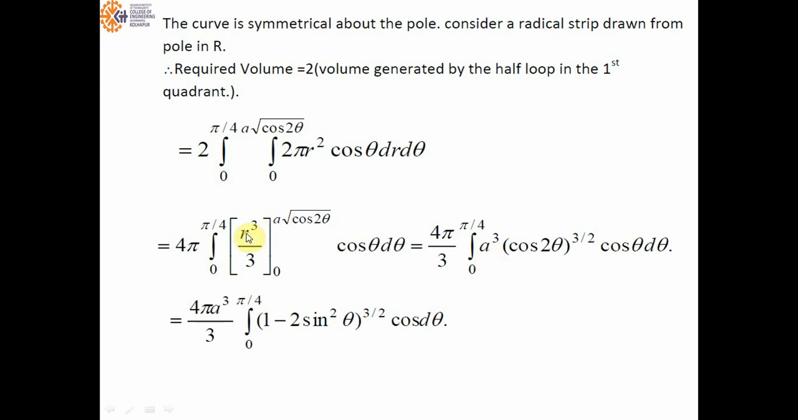First you put r is equal to the upper limit. So we get a cube into cos 2 theta raised to 3 by 2. For the lower limit, this total function becomes 0, d theta. So it is equal to 4 pi a cube upon 3, and put cos 2 theta is equal to 1 minus 2 sine square theta, raised to 3 by 2, cos theta d theta.